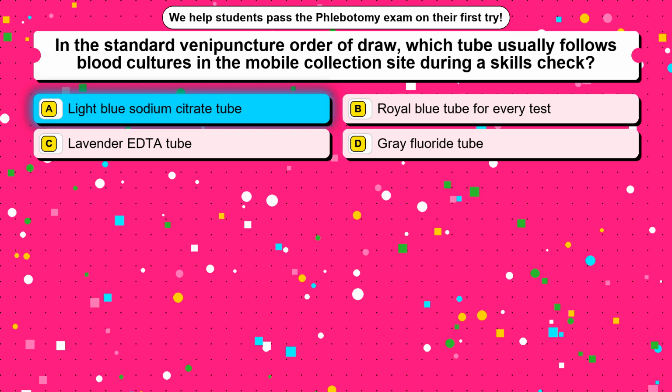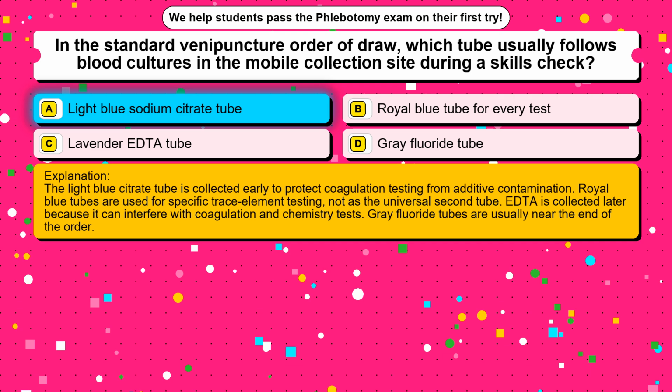The correct answer is option A, light blue sodium citrate tube. The light blue citrate tube is collected early to protect coagulation testing from additive contamination. Royal blue tubes are used for specific trace element testing, not as the universal second tube. EDTA is collected later because it can interfere with coagulation and chemistry tests. Gray fluoride tubes are usually near the end of the order.